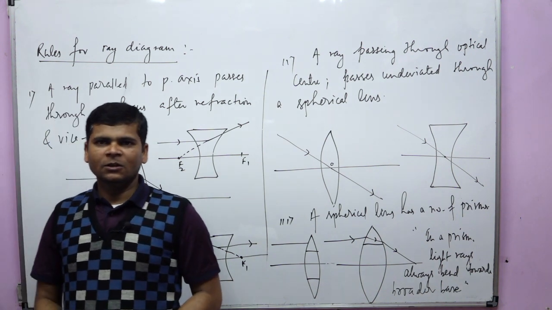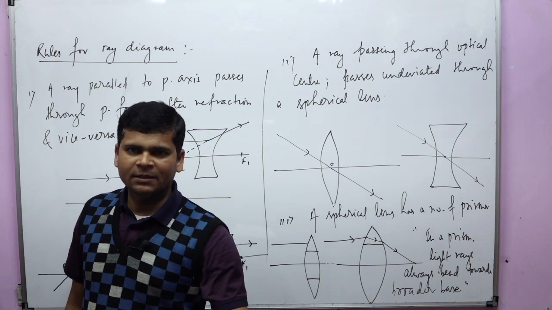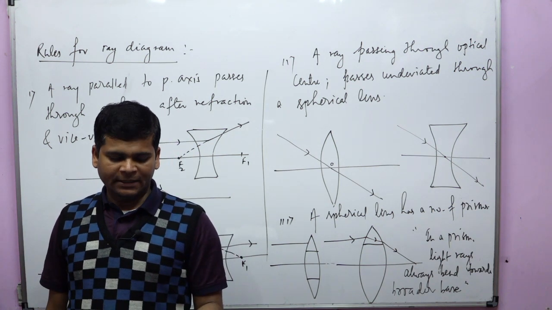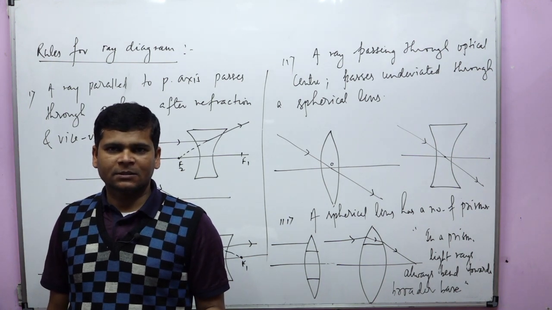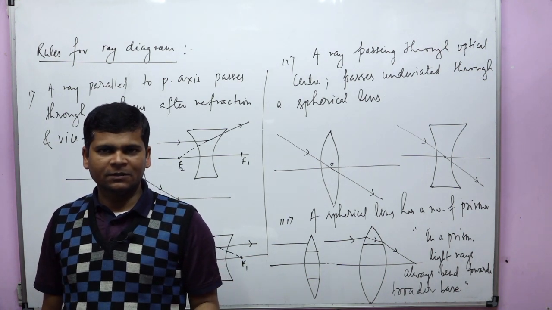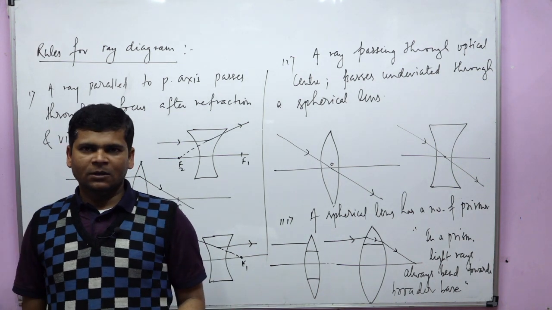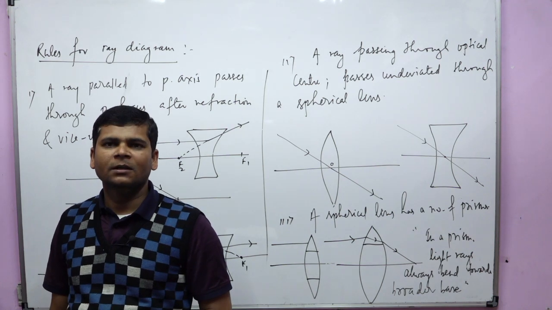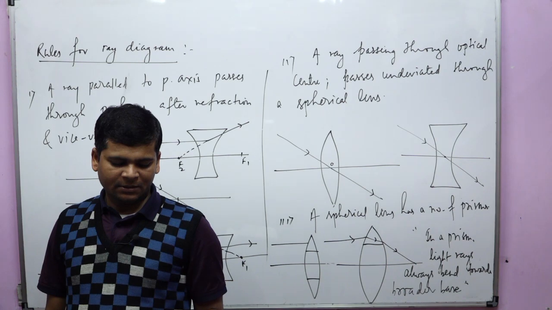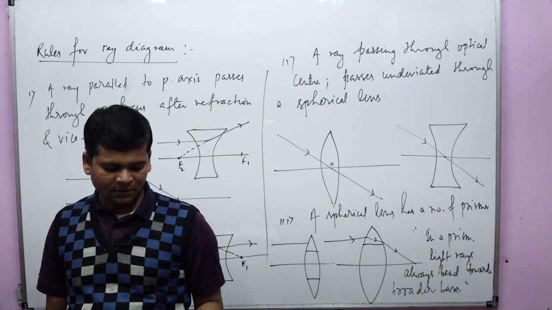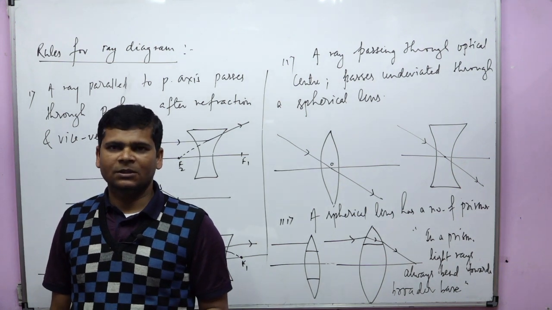So these are the rules that we have learned related to refraction of light through a spherical lens. Here I conclude this video, and in the next video we will be talking about how the images are formed at different positions when light passes through a lens at different positions, and what the characteristics are. Thank you for watching this video.